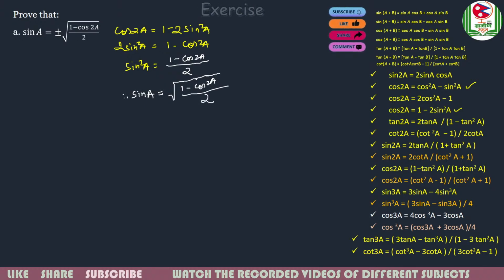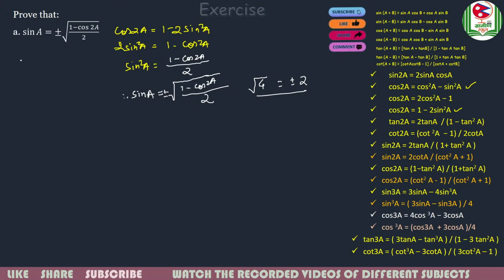So we have obtained sin A equals, and as there is a root, we will write plus minus, because its value may be positive or negative. You know that the square root of 4 equals plus minus 2. In the similar way, sin A equals plus minus root under 1 minus cos 2A by 2, and we have proved our LHS equals RHS.